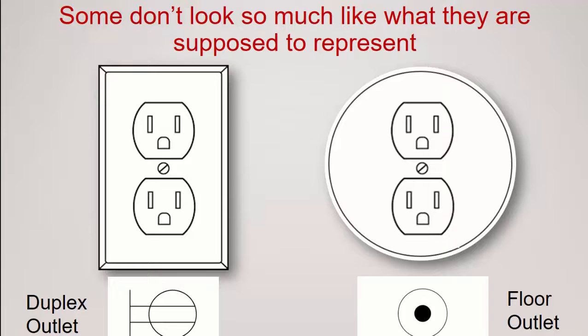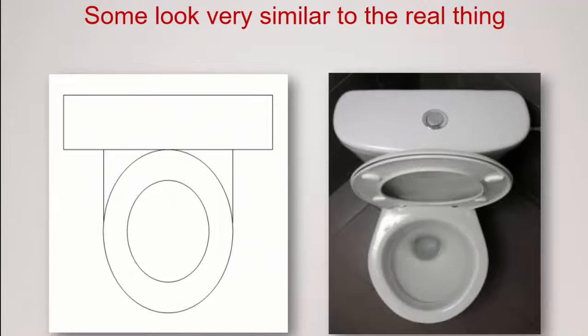Some don't look much like what they're supposed to represent, as mentioned before. If you look at the duplex outlet, the picture of it there, it's obvious that that's an outlet, but the symbol right below it looks like something entirely different. Same thing with the floor outlet on the right. Some look very similar to the real thing. I think this one's pretty obvious to most.